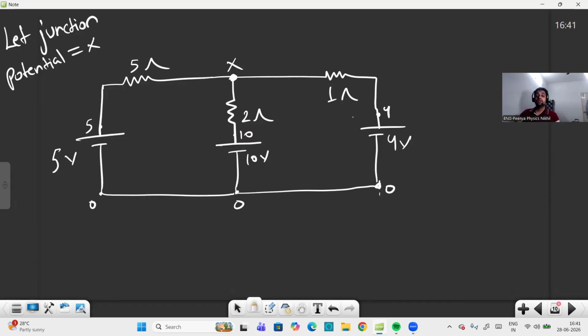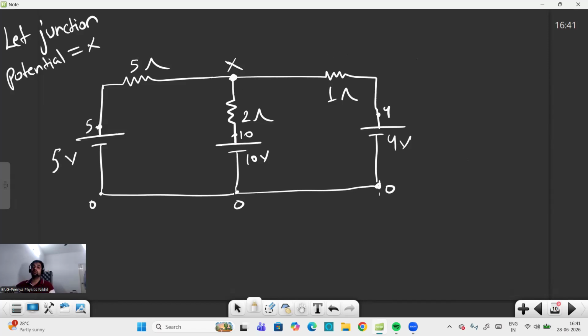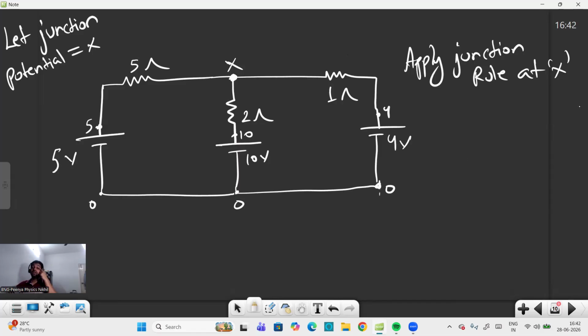So here all are common 0, 0, 0 volt. Correct. And here it is a 5 volt. Here it is a 10 volt. Here it is 4 volt. And here X volt I consider. And now we will apply the junction rule at X. So what is the junction rule? Junction rule states the sum of all outgoing currents equals to 0.